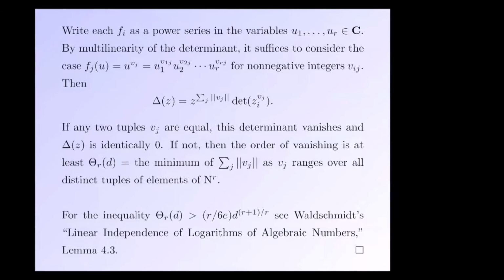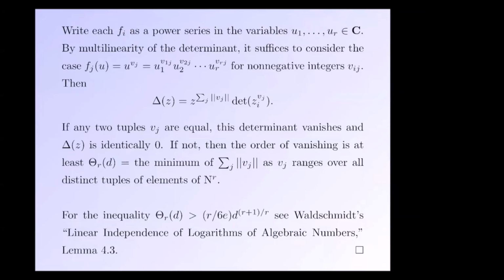Okay. So now we write each fi as a power series in some variables. So we'll call it ui. I don't want to call them z because these are my actual numbers that I was plugging in, or my tuples of numbers that I was plugging in. So we write each fi as a power series in the variables, which I'll call u1 through ur.